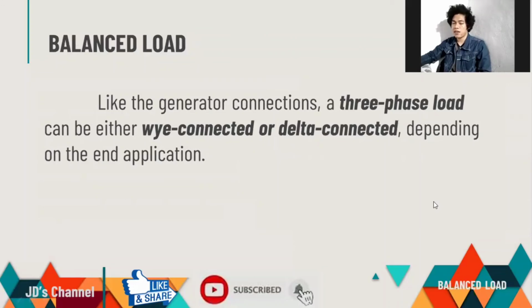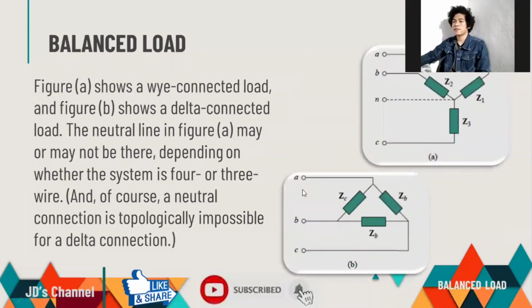We have already discussed our source, and we know our connection, the wires, and our phase sequence. We have two, the positive and negative. Like the generator connection, a three-phase load can be either Y or delta depending on the end application. As shown here, we have Y and delta. Figure A shows a Y-connected load, while figure B shows a delta-connected load. The neutral line in figure A is drawn broken, so it may or may not be there.